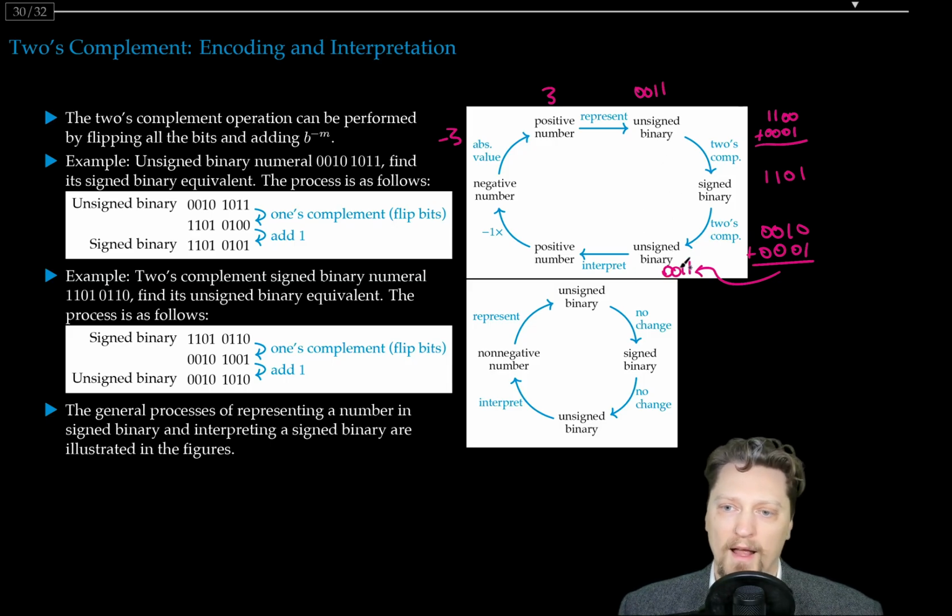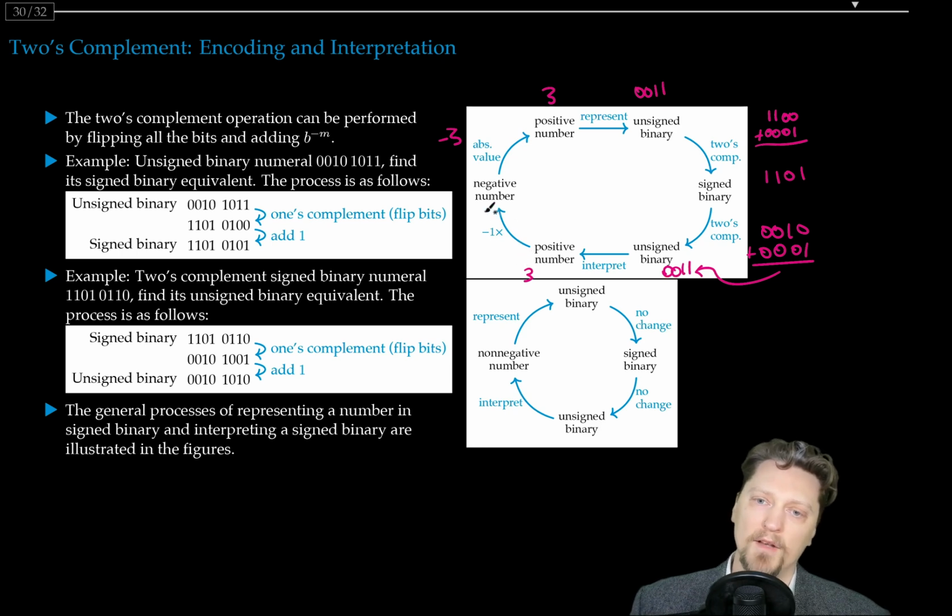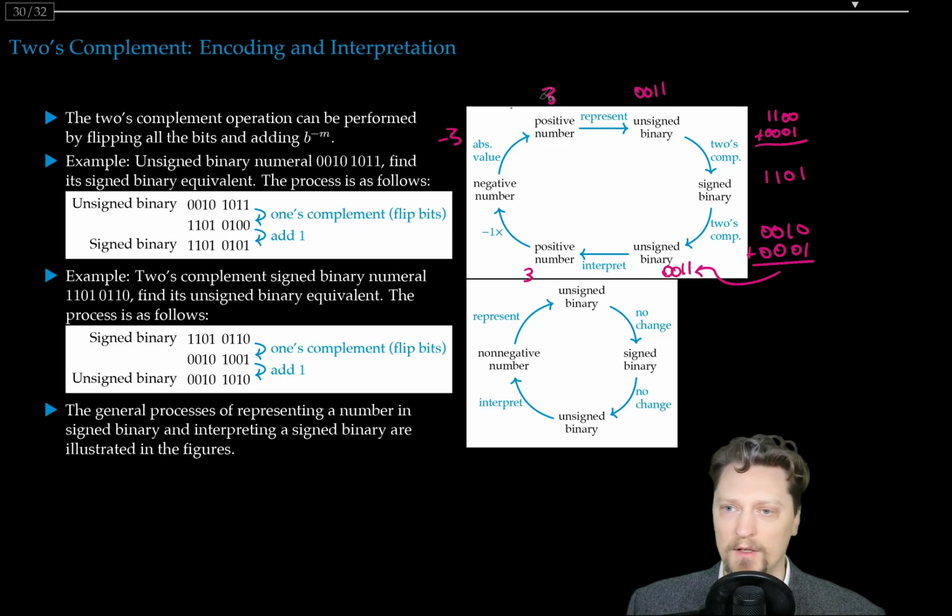Then we interpret it as a positive number. Okay, so we interpret it to be 3. And then we multiply 3 by -1 to get -3. -3 is the negative number that we encoded and then decoded. For a positive number, unsigned binary and signed binary are the same.